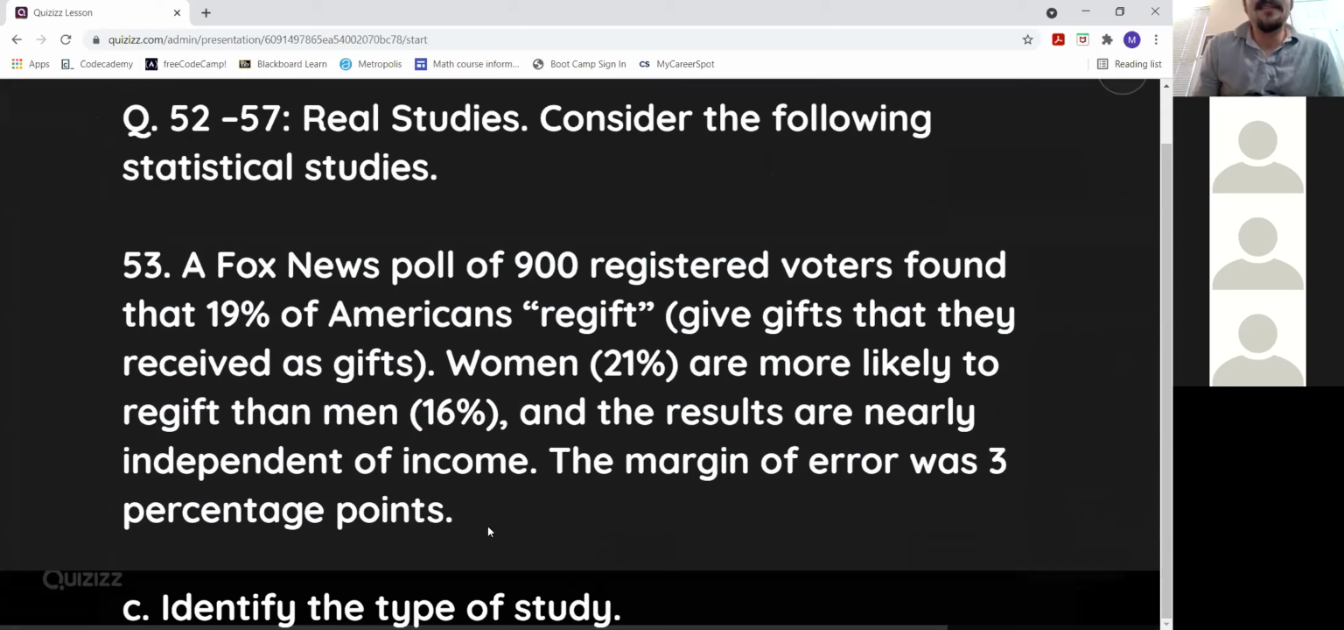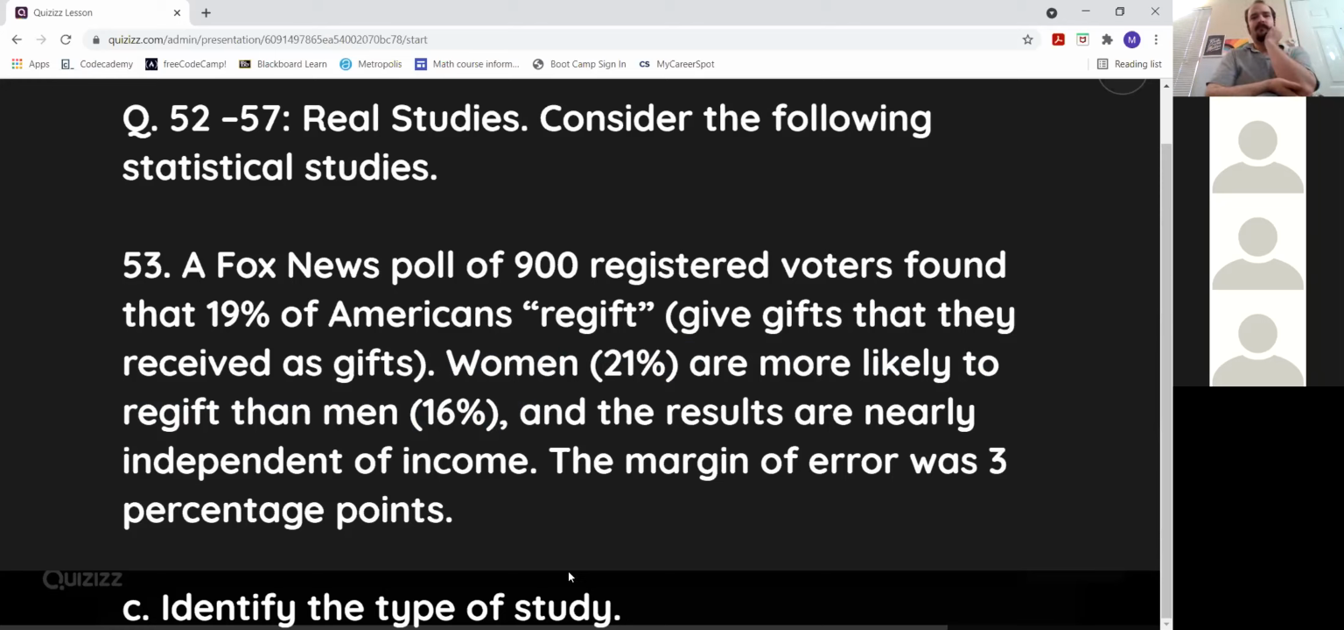Yes? Mm-hmm. I would say that maybe they're dividing it into men and women. Are they saying that women are more likely to regift than men because they are women? If they are, then I think it's retrospective. If they're not, then I think it's not retrospective. So it really depends what they're trying to say, and it's not really clear what they're saying, right? They're just giving you these numbers.